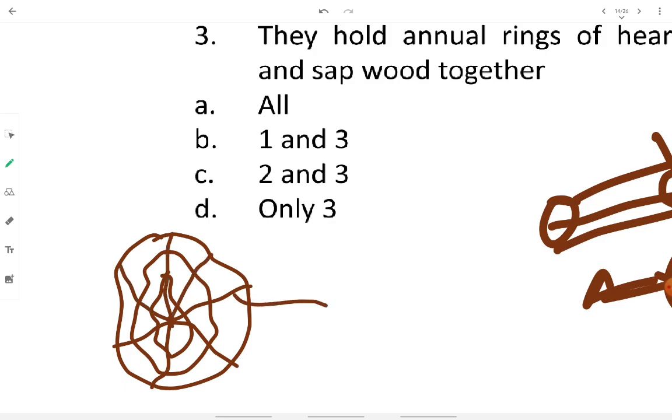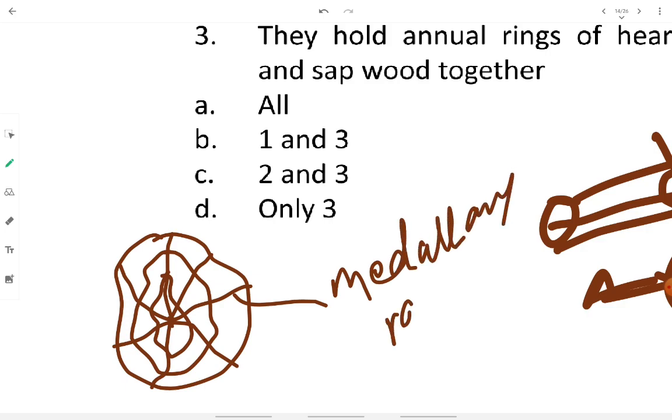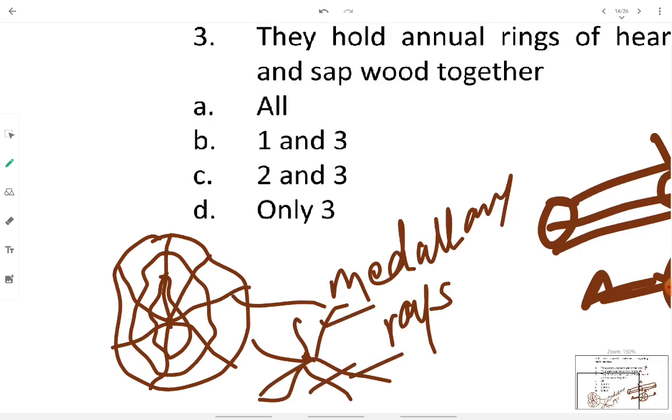These medullary rays do what? They hold the annual rings of hardwood and sapwood together, not softwood. They hold the rings together. The name itself, medullary rays, indicates rays. If the pith is the center, then these are the rays. Remember this: in any diagram, if you are asked which are medullary rays, you should directly take this point.